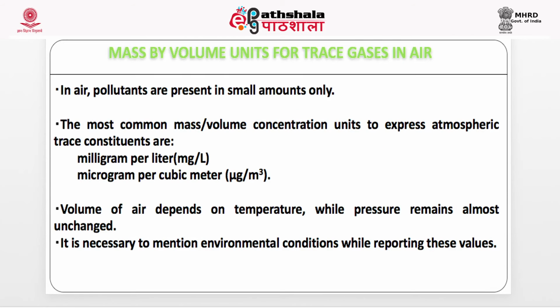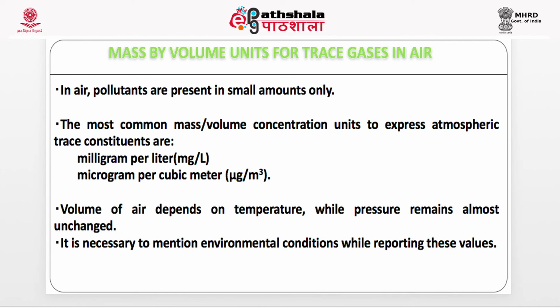Mass by volume unit for trace gases in air: microgram per meter cube. This is a frequently used unit. This is a very popular unit in atmospheric chemistry. In air, pollutants are found in small amounts only. And a frequently used unit to express such low concentrations is microgram per meter cube.